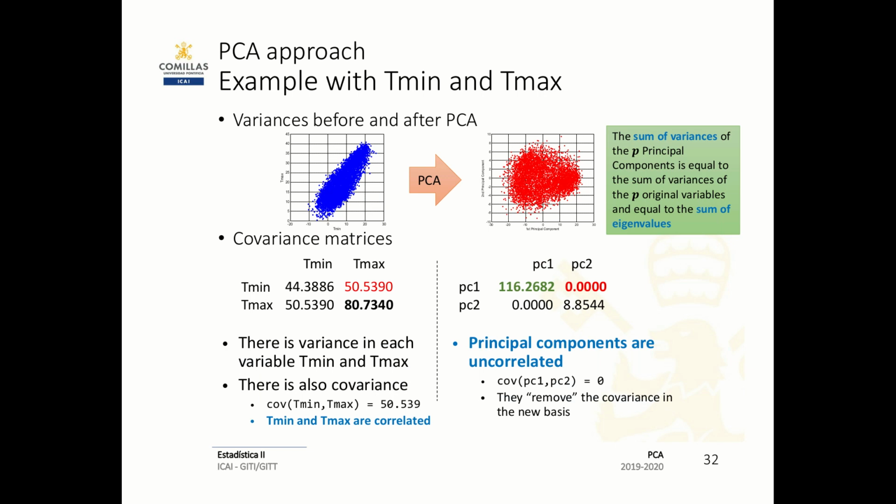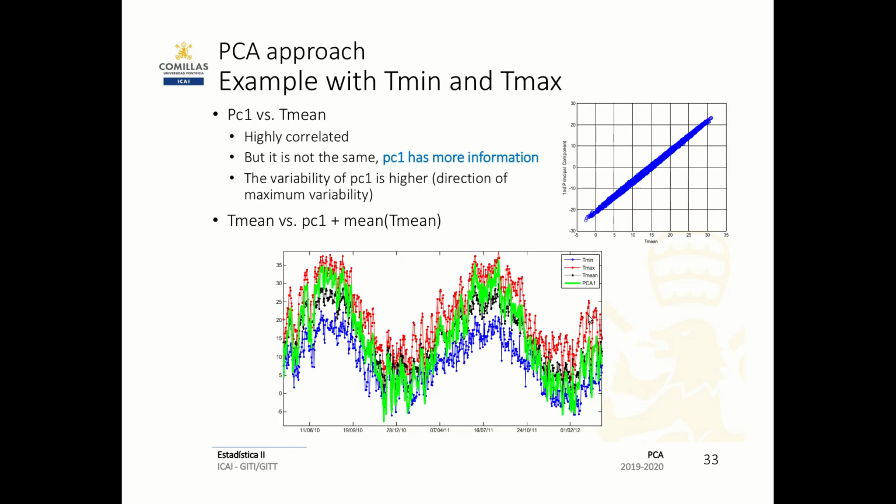And the sum of the variances of the P principal components is equal to the sum of the eigenvalues. And let's see some more examples.